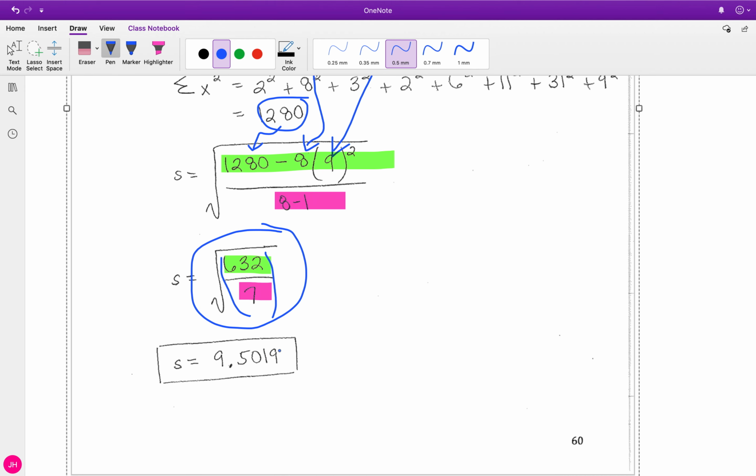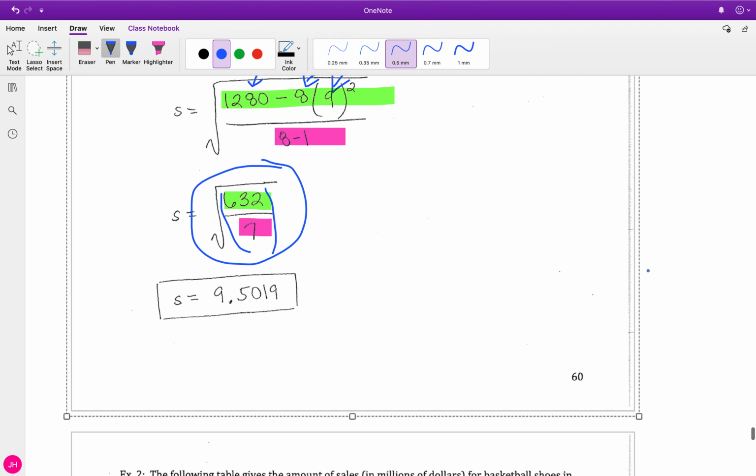Now we have another example on the next page. So go ahead and pause the video and give that one a try. When you think you have the answer, you can check and just make sure you have the answer. If you didn't get that, then I'll walk you through it.